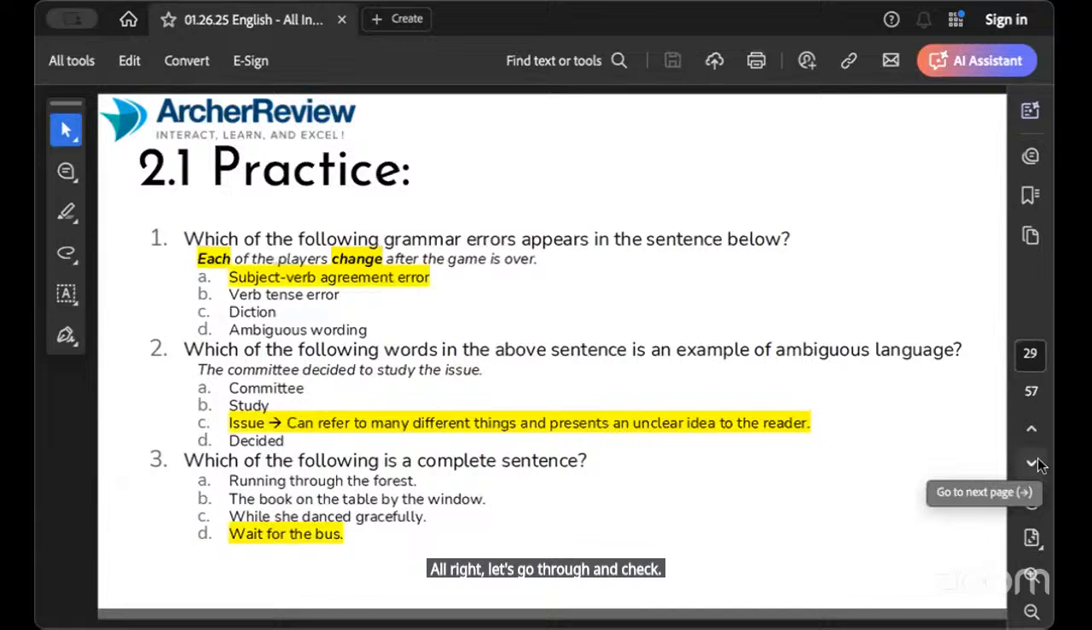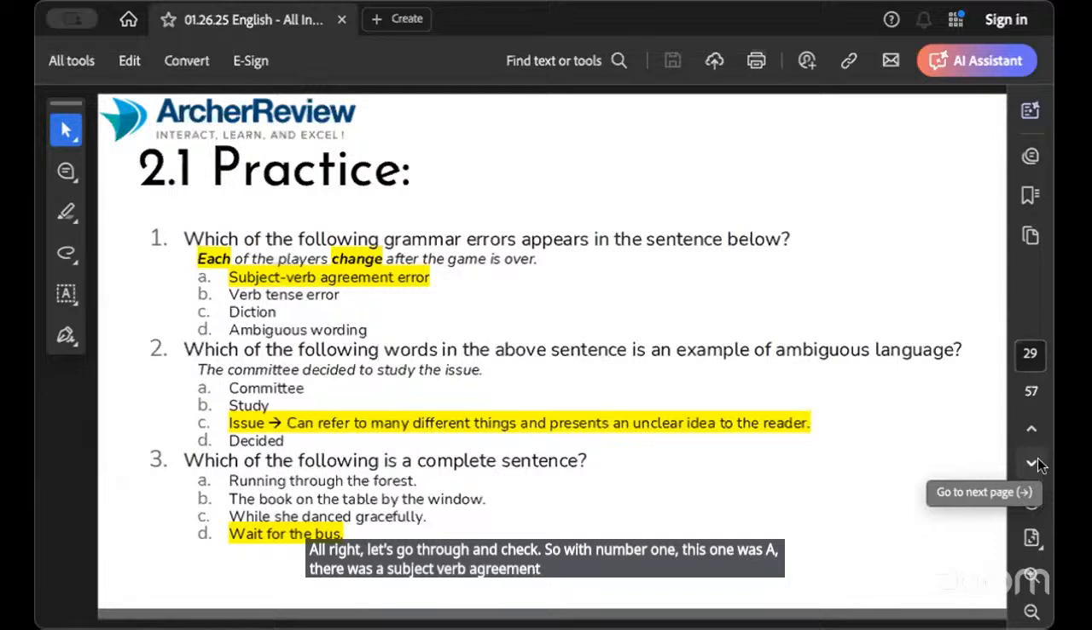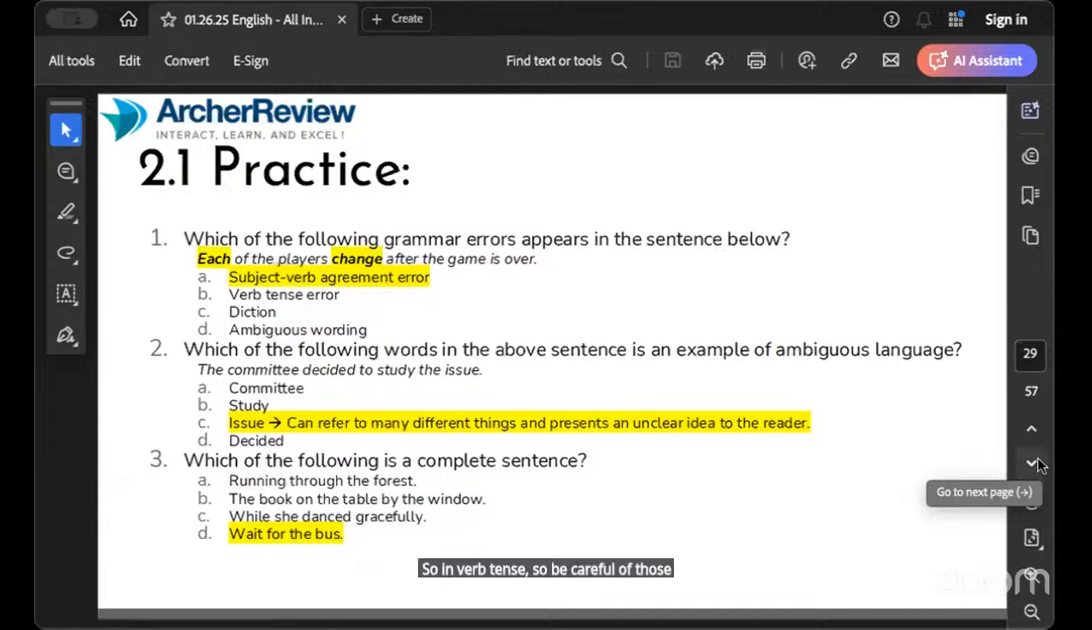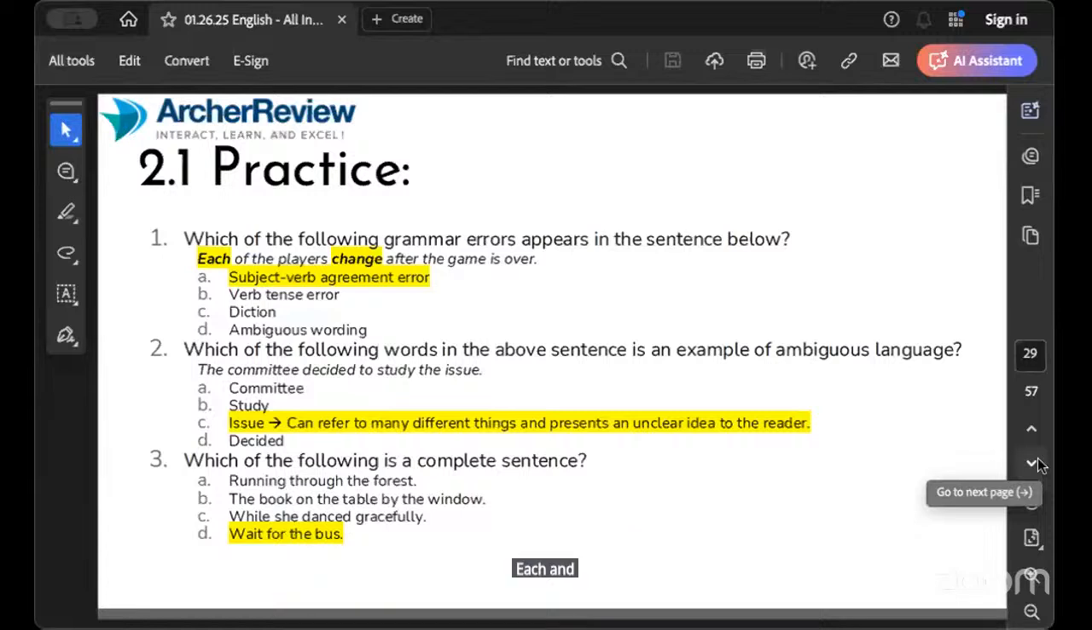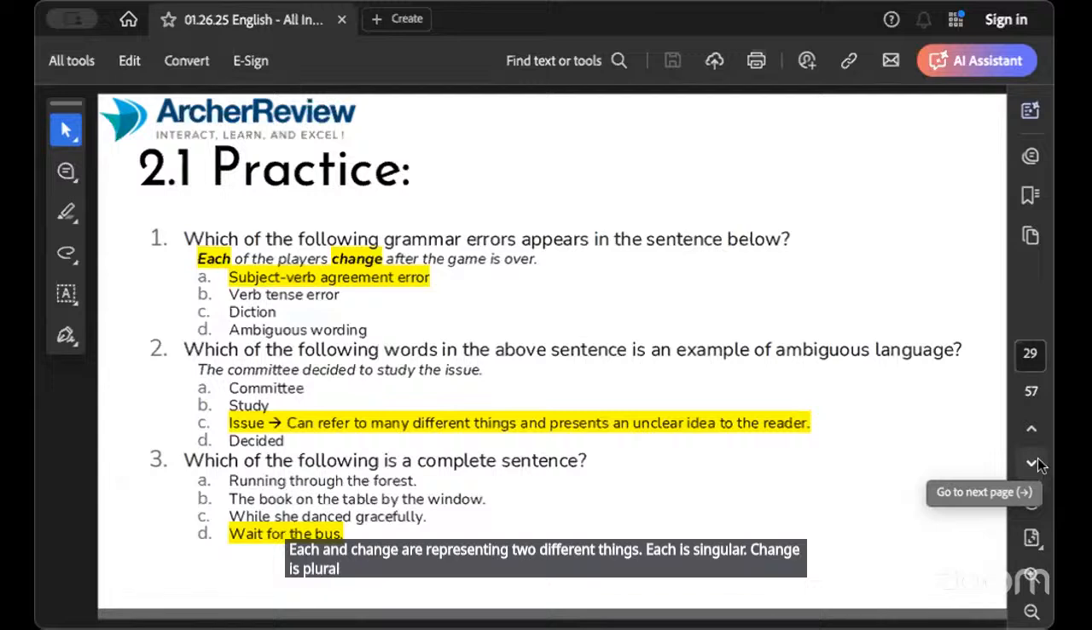So, with number 1, this one was A. There was a subject-verb agreement error. We briefly touched on this when we were talking about verbs and verb tense. So, be careful of those. This is where I mentioned also a while back about "of the players." Players cannot be your subject because it is inside of a prepositional phrase. Each and change are representing two different things. Each is singular, change is plural, and so therefore you've got a subject-verb agreement error. So number 1 was A.